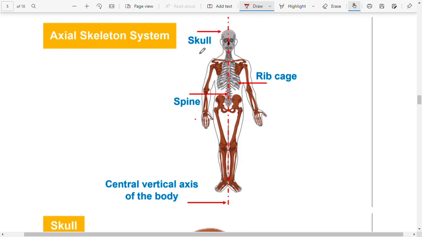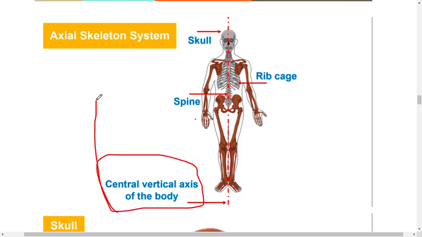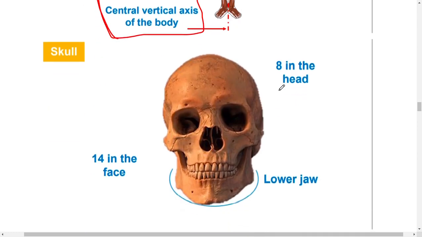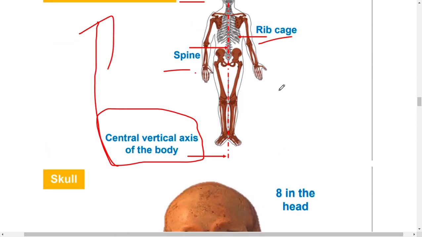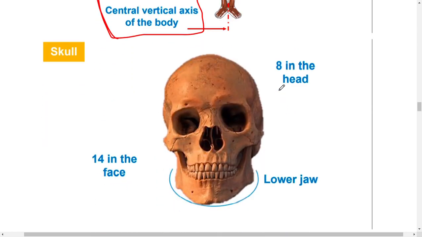As I told, in the axial skeleton, the bones which are along the central vertical axis are called axial. They come under the axial skeletal system. For example, the skull, spine, and rib cage, all these three parts come under the axial skeleton. There are some more, but we are going to learn them in higher standards.